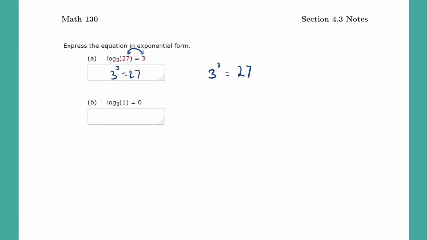And you want to make sure that it makes sense. 3 to the third does equal 27, so you know you're doing it right if the equation is true. All right, for the next one, same thing. Cross out the word log, swap these two numbers. The base is 3, the exponent is 0, and the number on the other side is 1. And that is also a true statement.